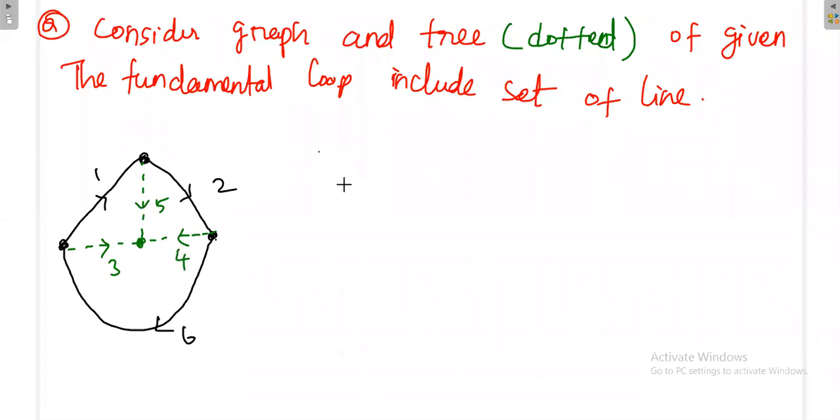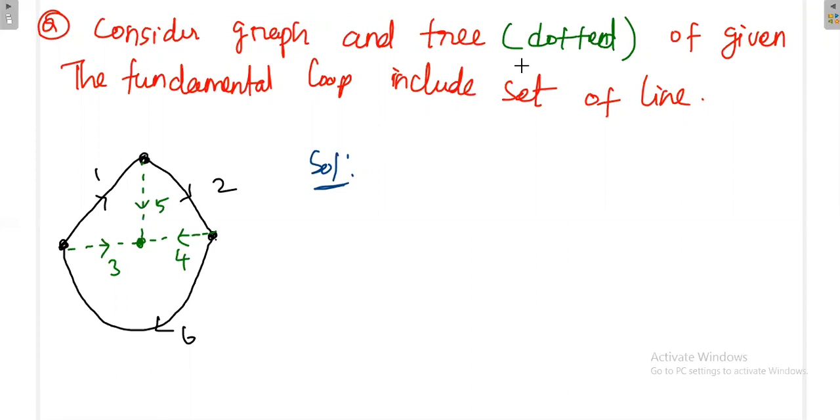Okay, so in the given diagram, which color is denoting the tree? Black color or green color? Green, sir. Green color, because in the problem they're given like this. The tree they have denoted in terms of dotted lines. Generally the tree we used to take in thick line and the co-tree in dotted line, but in this problem they have taken it in the opposite manner.